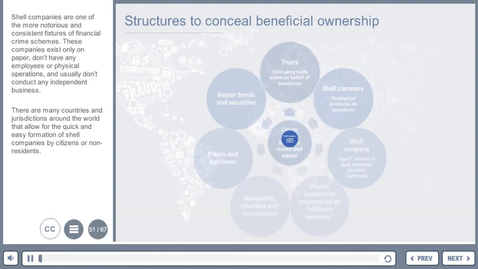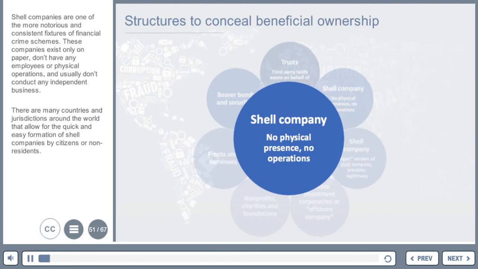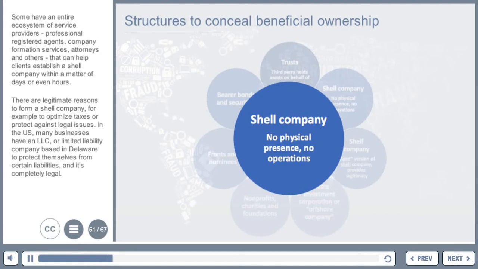Shell companies are one of the more notorious and consistent fixtures of financial crime schemes. These companies exist only on paper, don't have any employees or physical operations, and usually don't conduct any independent business. There are many countries and jurisdictions around the world that allow for the quick and easy formation of shell companies by citizens or non-residents. Some have an entire ecosystem of service providers, professional registered agents, company formation services, attorneys, and others that can help clients establish a shell company within a matter of days or even hours.